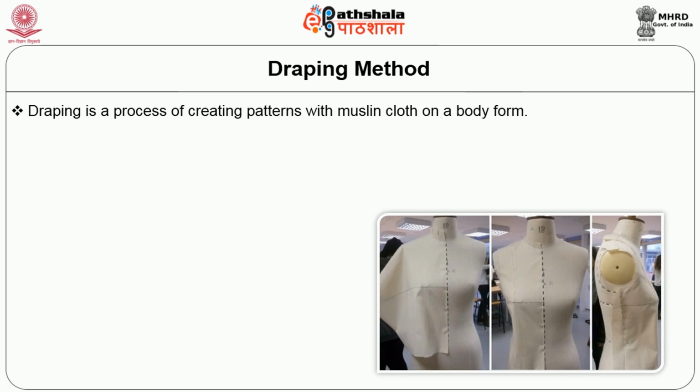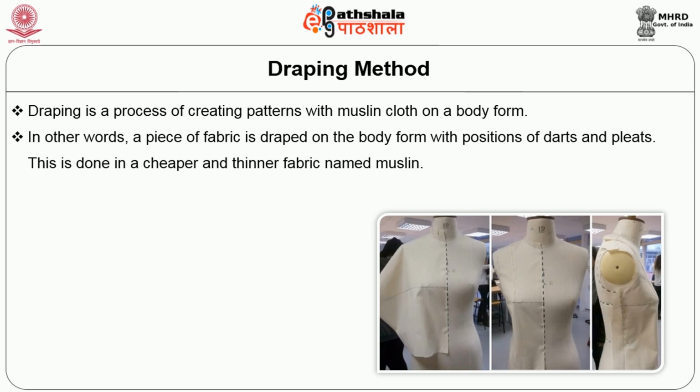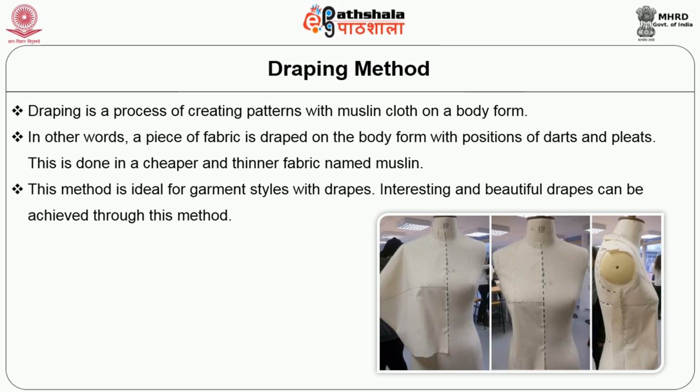Draping is a process of creating patterns with muslin cloth on a body form. In other words, a piece of fabric is draped on the body forms with positions for darts and pleats. This is done in a cheaper and a thinner fabric named muslin. This method is ideal for garment styles with complicated drapes. Interesting and beautiful drapes can be achieved through this method.